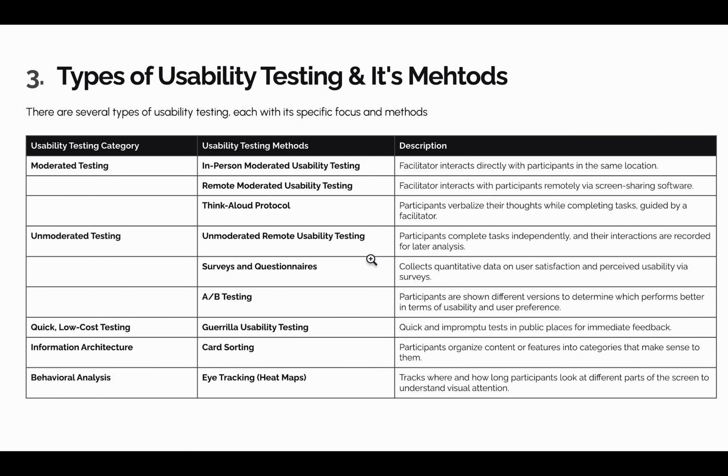So let's actually understand this table here, what's happening. The first one is moderated testing, and there are 3 different methods to do that. The first one being in person, the other one is remote, and then think aloud protocol. So this is where you are going to be present with the user. You are the facilitator, and there's a participant. So you are going to observe them. You're going to take notes. It's mostly in a lab setting where this happens, and this could be in person in the lab.